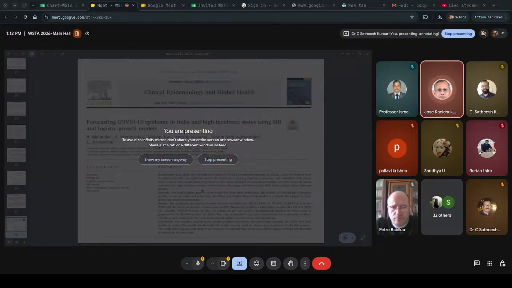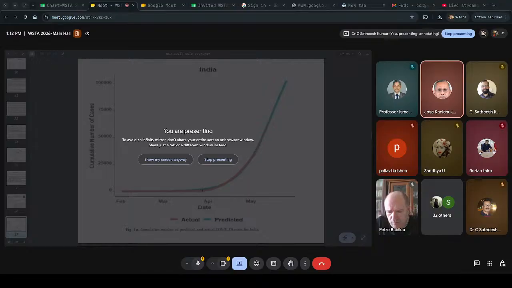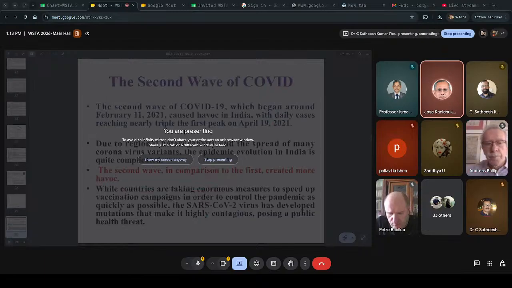This is a paper which was published by our students and the CMC Vellore team under the leadership of Professor Jayasheelan. Just for information, this is the model. As far as their model was concerned, it was found to be very exact for the Kerala case. Next, for the Indian situation.